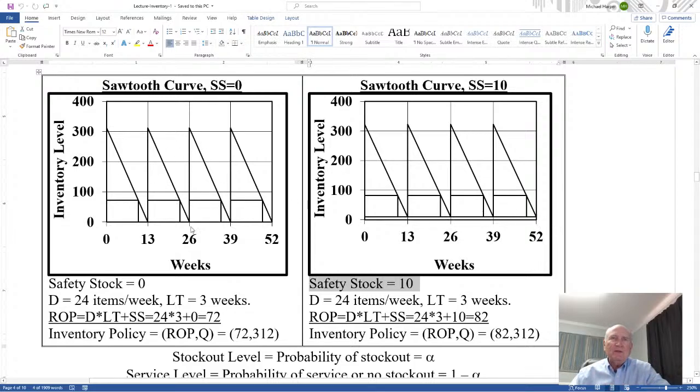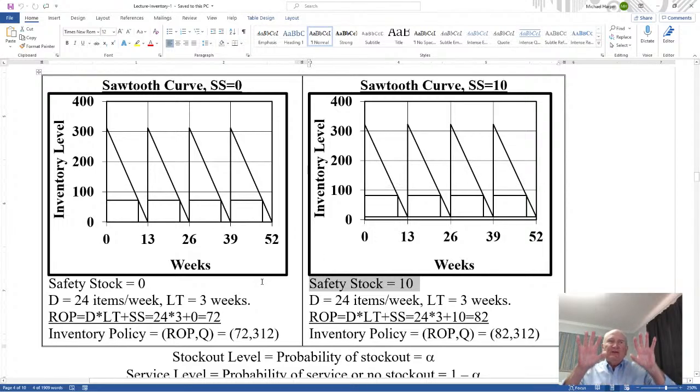Well, when you do that, over here on the Sawtooth Curve, when you move from a safety stock of 0 to a safety stock of 10, everything just shifts up. Therefore, this 312 now becomes 322. This 72, the reorder point, becomes 82. At the end of an inventory period, it used to drop all the way down to 0; now it will drop down to 10. So the average inventory here from 312 to 0 divided by 2 is 156. Well, the average inventory here is 166.